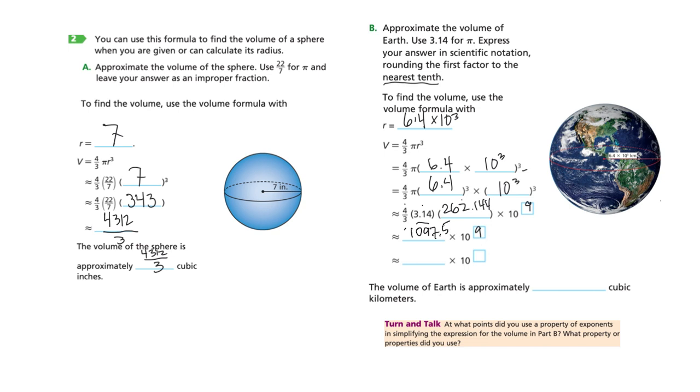And then because we want it in scientific notation, we have to move this decimal point 1, 2, 3. So we have a number greater than or equal to 1 and less than 10. And because we had to move that over 3 spaces, that was going to be 1.1. This is rounded to the nearest tenth, and this is going to be times 10 to the 12th. So the volume of the Earth is approximately 1.1 times 10 to the 12th cubic kilometers. So let's look at the next question.